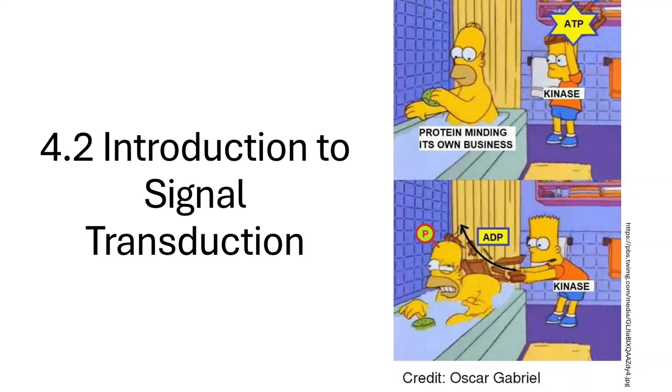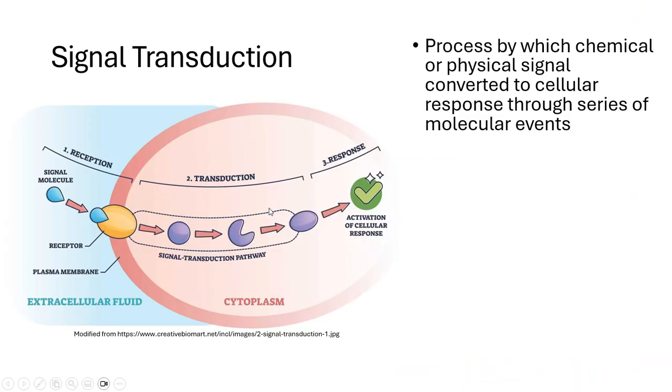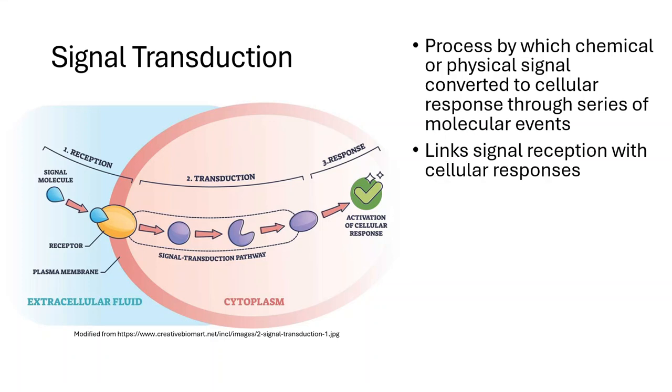Alrighty, it's been a while since we've had a video lesson, so let's go ahead and talk about signal transduction. Signal transduction is a process by which messages received from outside the cell, usually through a signaling molecule called a ligand, sometimes pronounced ligand, are transferred to the inside of the cell and then set into motion some sort of cellular response.